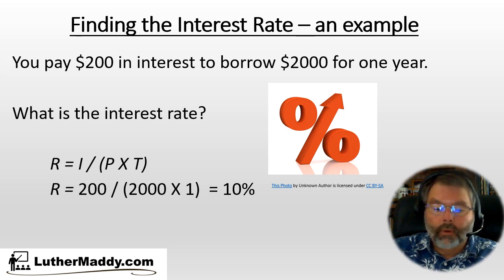So again, the formula is the rate equals the amount of interest divided by the principal times the time. So we have $200 in interest divided by $2,000 times 1. It was just exactly 1 year. And that equates to 10% interest.